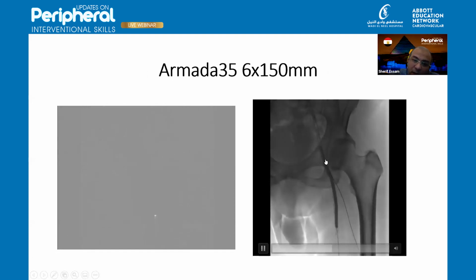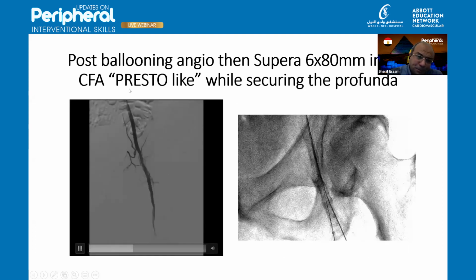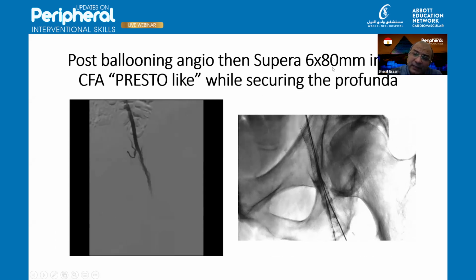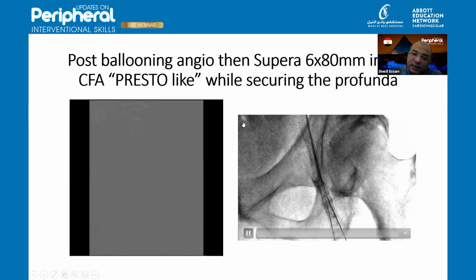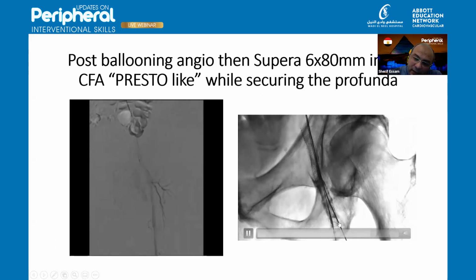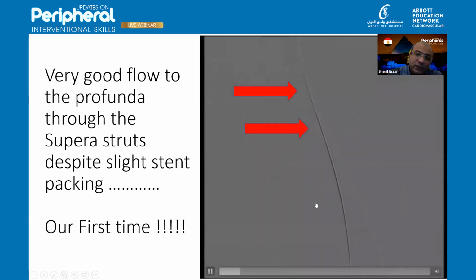Now, this is the ballooning from down, and at this stage we used a bit larger balloon. This time, we used a 6 millimeter balloon in diameter to dilate the common femoral artery. And as I said, the profunda was secured with a wire. So, post-ballooning angio, then the Supera 6x80 in the SFA and common femoral artery, a PRESTO-like technique while securing the profunda. Now, as you can see, the Supera was deployed and the wire is going through it from outside to the profunda femoris artery.